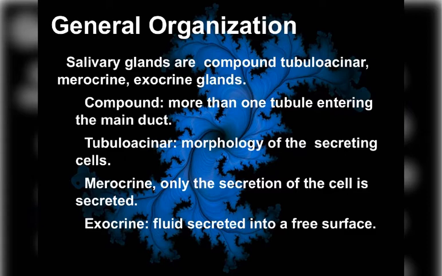Salivary glands are compound, tubulo-acinar, merocrine, exocrine glands. Each word of these describing words has a meaning. Compound means more than one tubule entering the main duct.